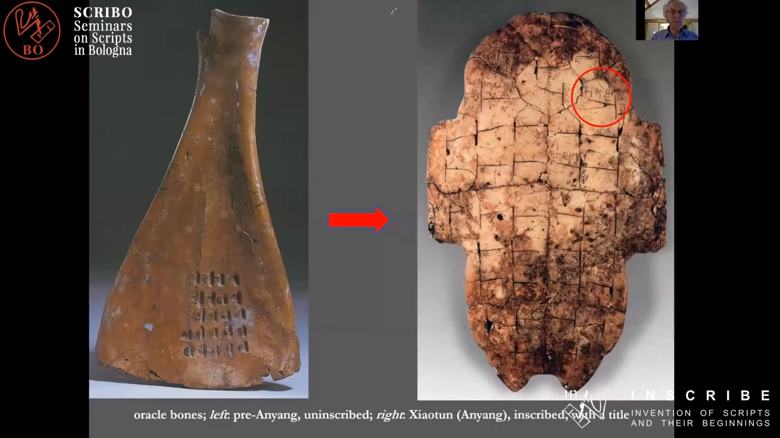But there is a fantastic change between the Huanbei stage and Anyang. On the left, you have an oracle bone from the Huanbei stage, and it has the distinctive markings which are to do with how you use bones for oracles, but no writing. On the right, you have a turtle shell, a plastron to be precise, which has writing on it, on top left, and that comes from Shaotun, which is part of the Anyang site. The Anyang site is enormous. It's more than 30 square km.